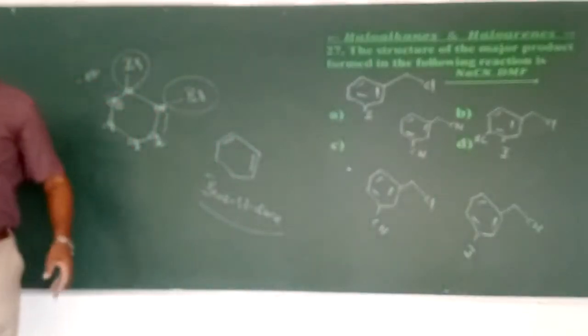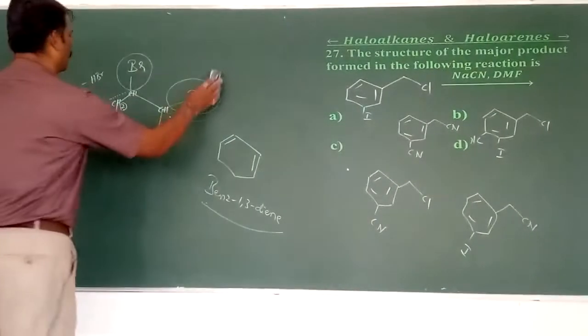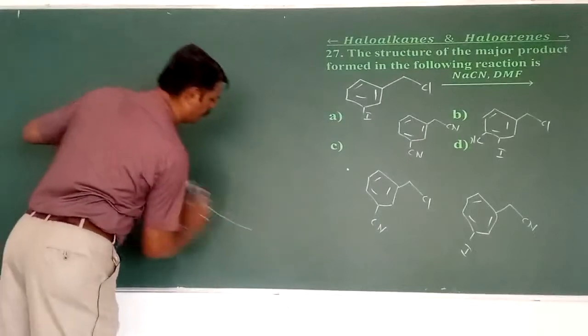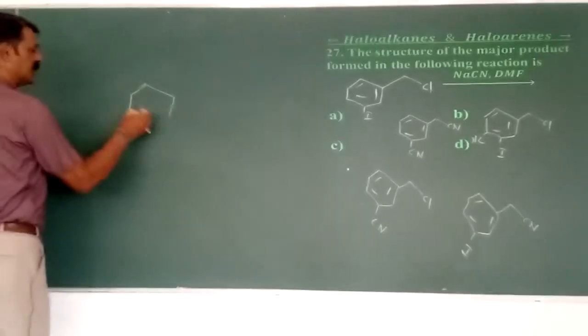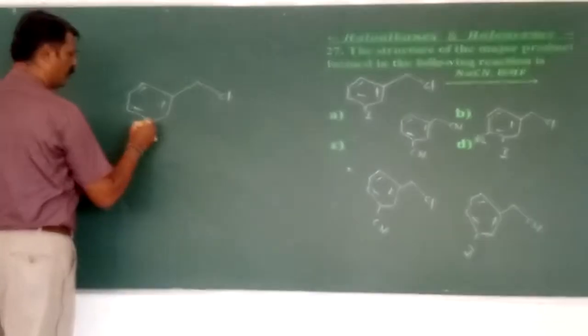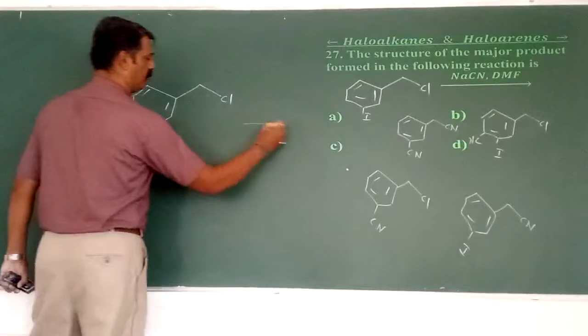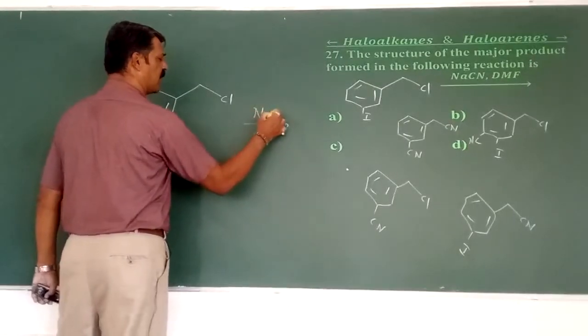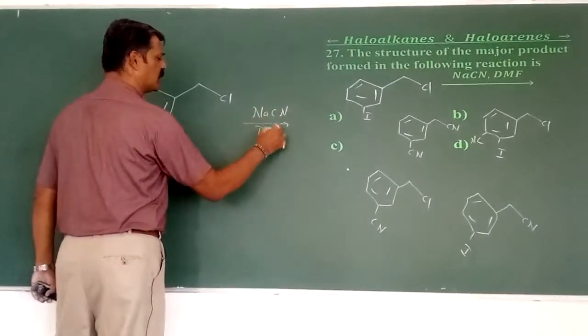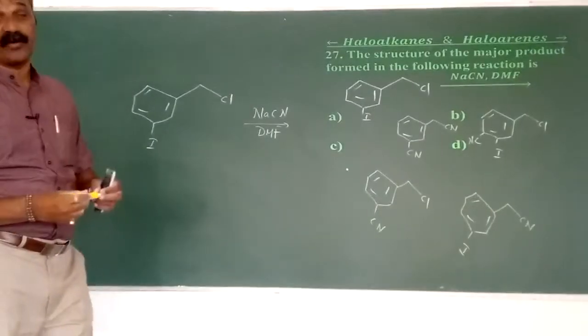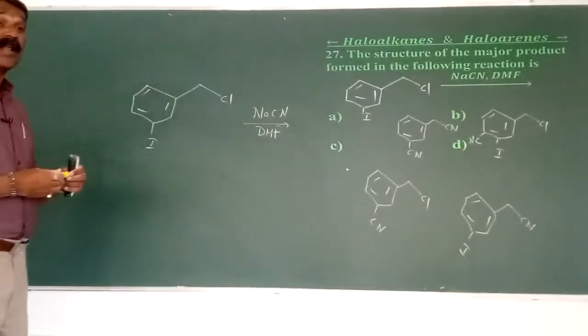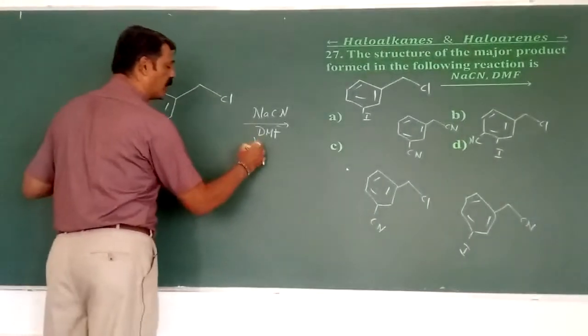So first, this is a reactant. What is the reactant here? The reactant is this one, benzene with Cl and I. This is made to react with NaCN in presence of a solvent. What is that solvent called? DMF. DMF is called dimethylformamide, an example for an aprotic solvent.